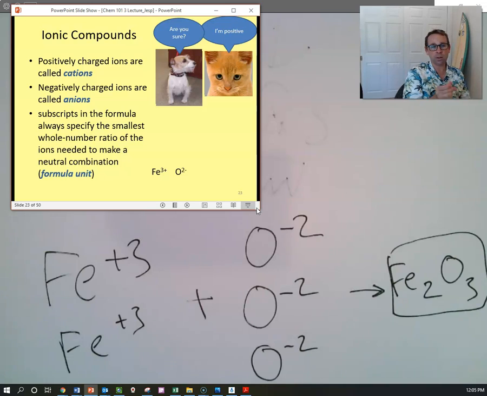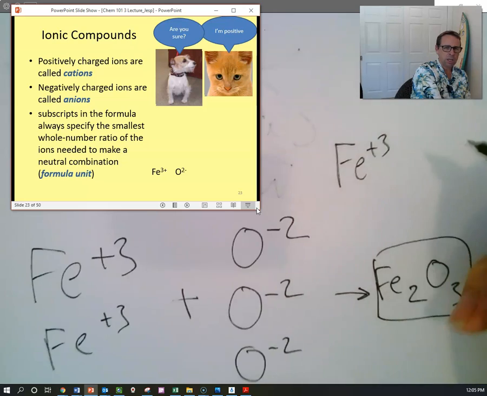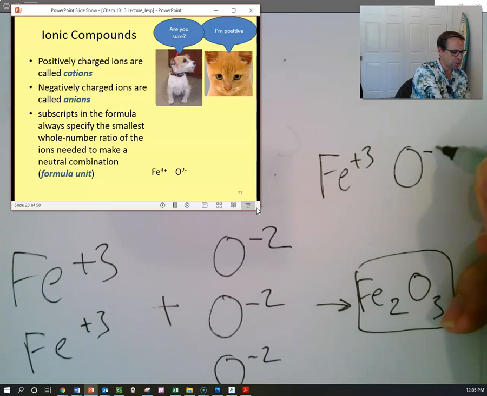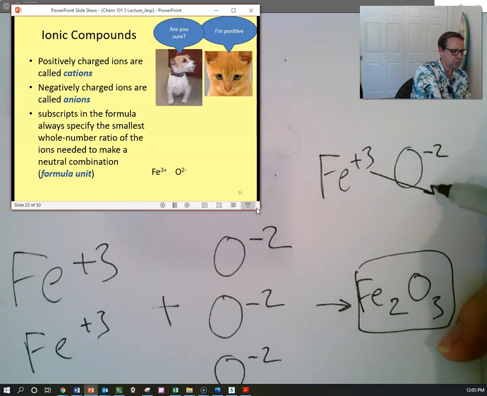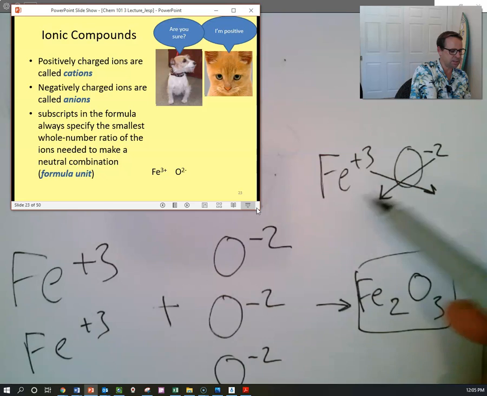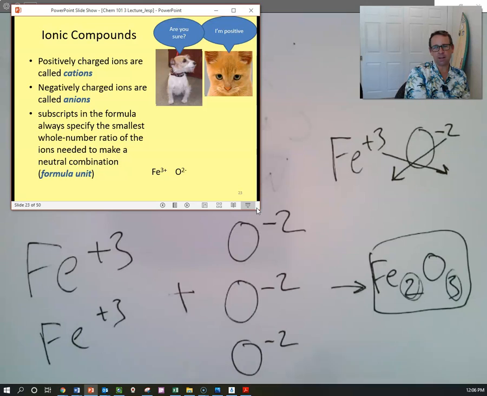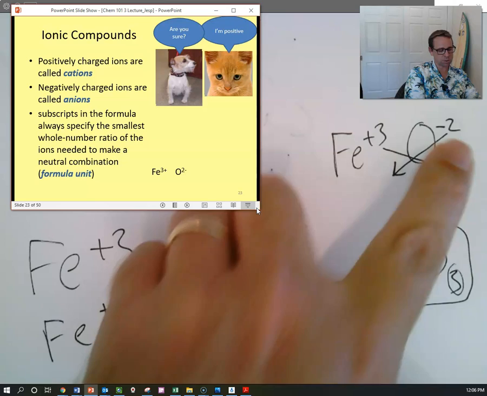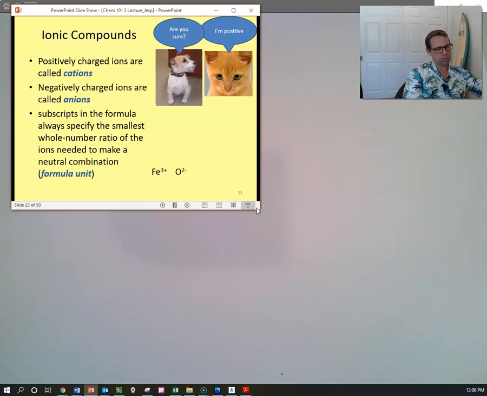I'd like to point out one other little trick here. If I have the iron +3 and I'm wondering how it combines with the oxygen -2, I can just kind of draw arrows like this, and I'll see that the two irons and 3 oxygens will balance this. That's just kind of an easy way to find the least common multiple for the +3 and the -2. All right? And we'll introduce that again also later on.